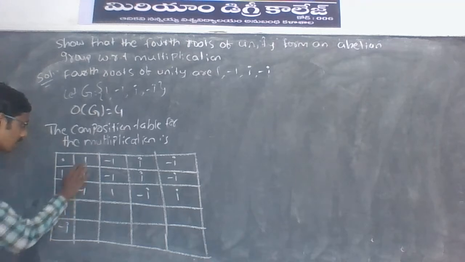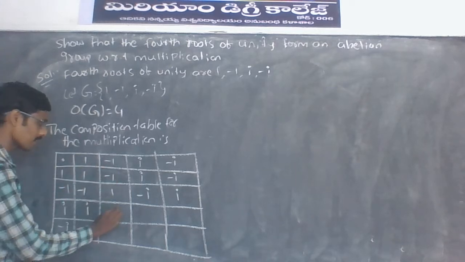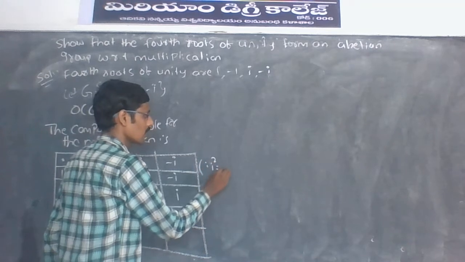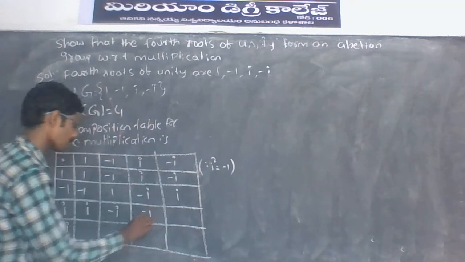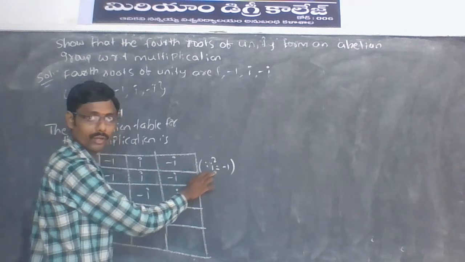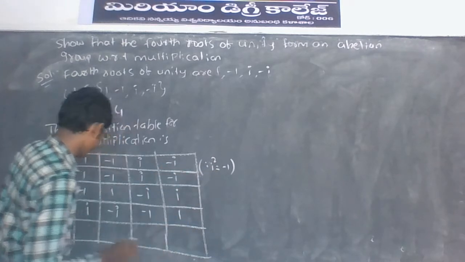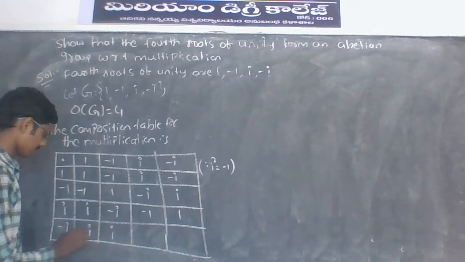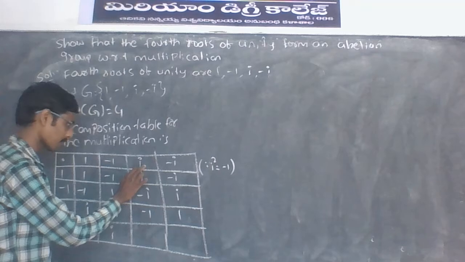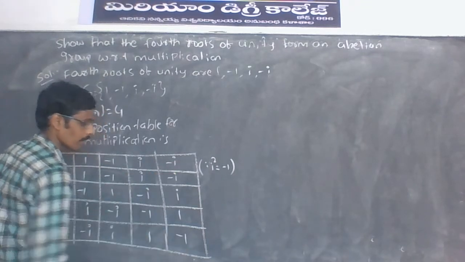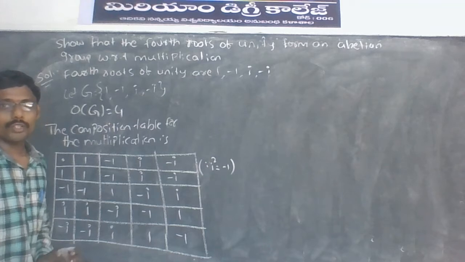Next, I into 1 is I, I into minus 1 is minus I, I into I is I square. We know that I square is equal to minus 1. So I into I is minus 1. I into minus I is minus I square, which is plus 1. Minus I into minus I is I square, which is minus 1. This is the composition table.